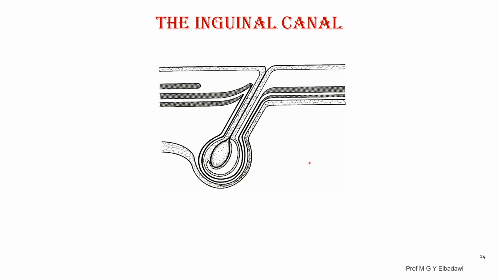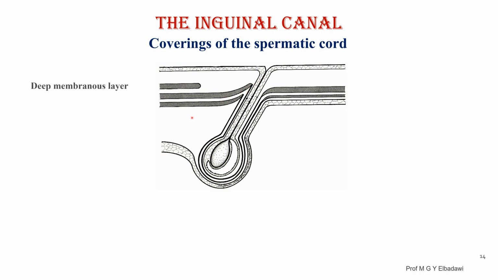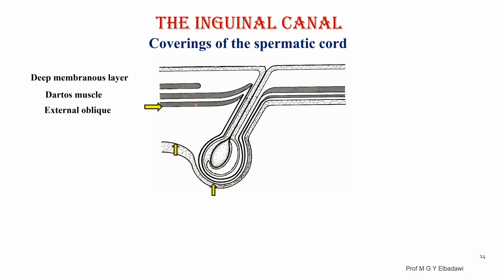Now we are going to describe the coverings of the spermatic cord, which are derived from three main sources. First, this is the deep membranous layer of the anterior abdominal wall, which will continue in the wall of the scrotum as the dartos muscle. The first layer of the spermatic cord covering comes from the external oblique, which we call the external spermatic fascia. The second layer comes from the internal oblique, which is the fibers of the cremasteric muscle connected together by fascia, or the cremasteric muscle and fascia.